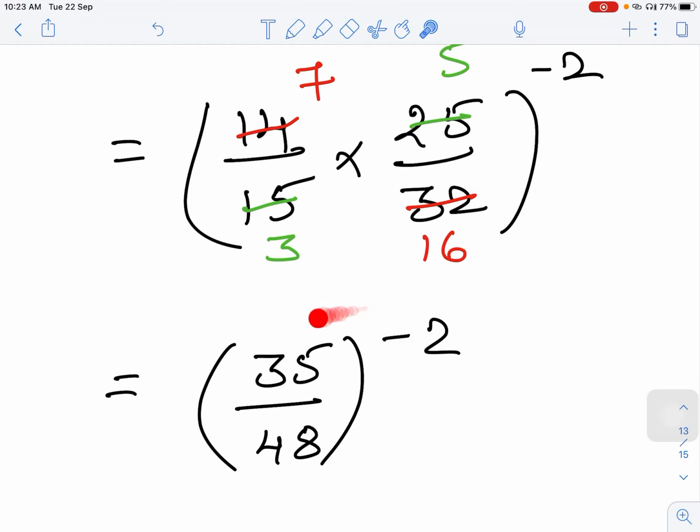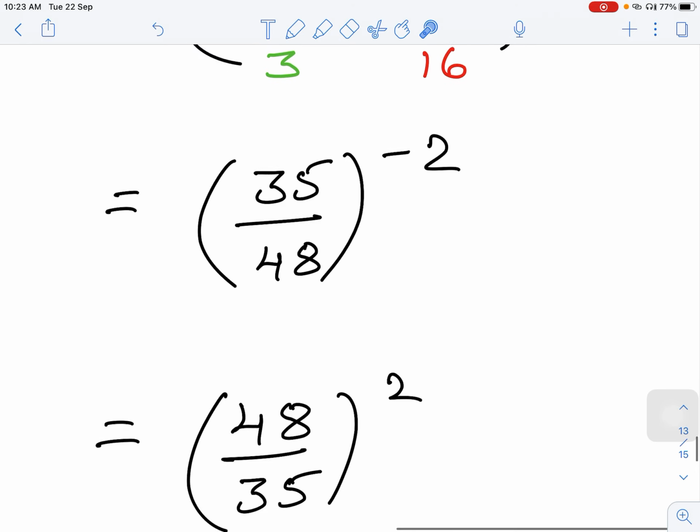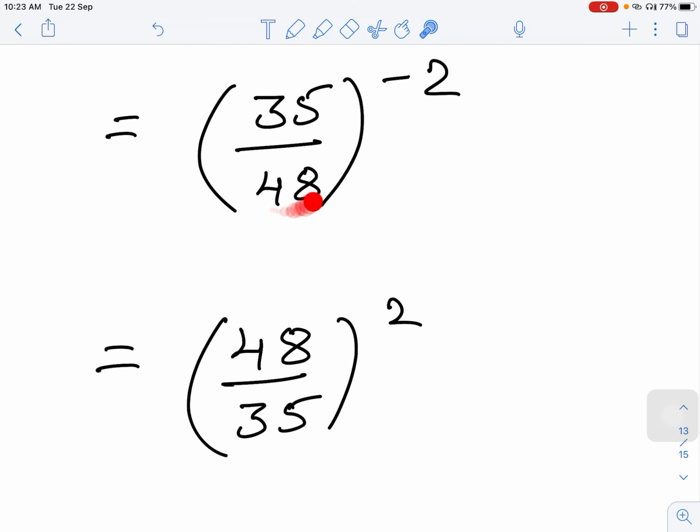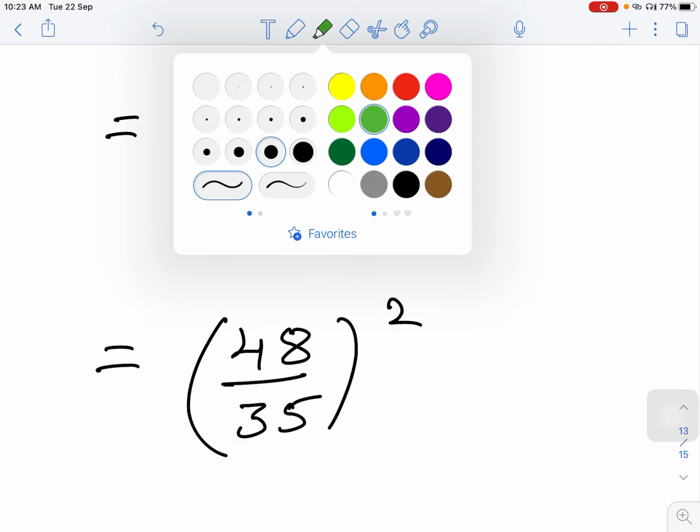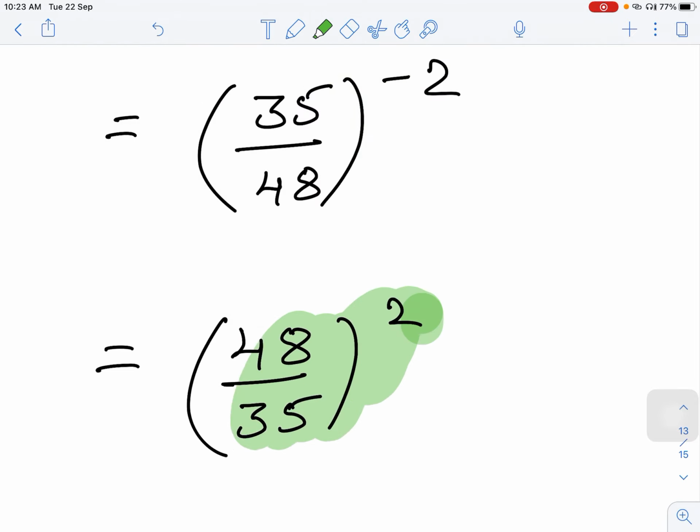But now this answer is with a negative power. If you want to make it with positive power, we'll take the reciprocal of this one. So what is our final answer? (48/35)^2. So this is our final answer.